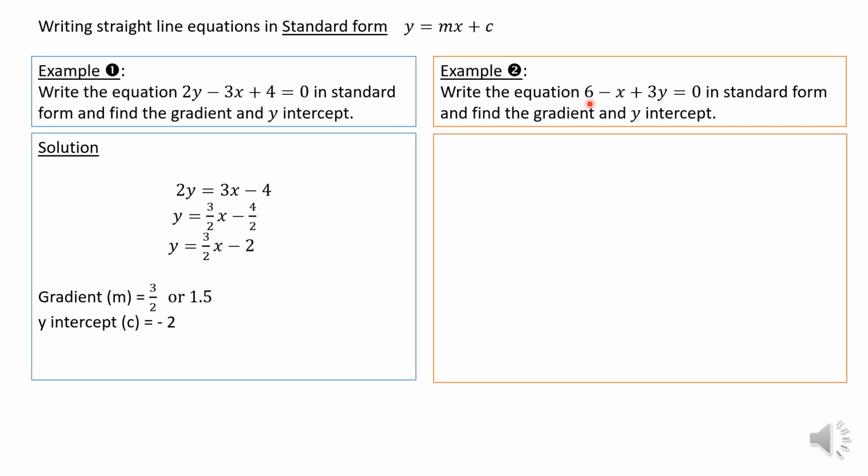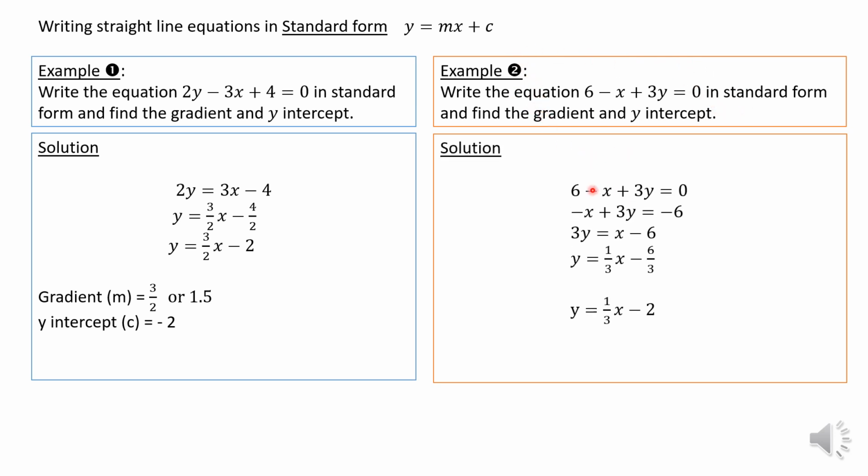Another example here is 6 minus x plus 3y is equal to 0. Again, we're supposed to write it in standard form. So when we do in standard form, obviously I will get rid of that 6 by subtracting it from both sides. Then I add x. Can you see this? X here is being added, so it's now positive. I put it in front here. And what is left is for me to divide by 3. So what I see is that the gradient is 1 over 3 and the y-intercept also is equal to negative 2.